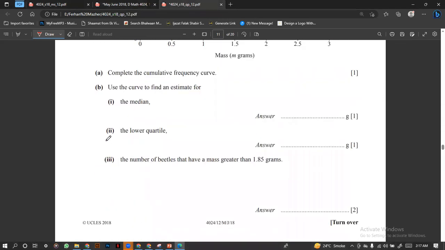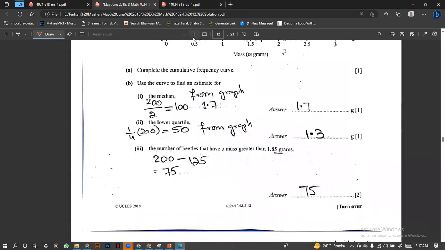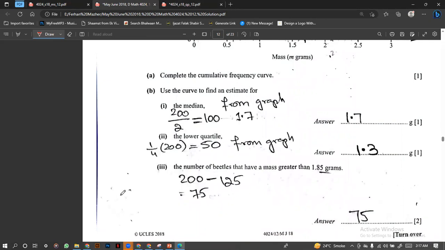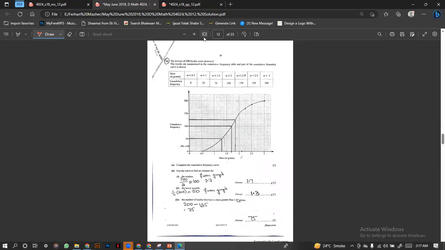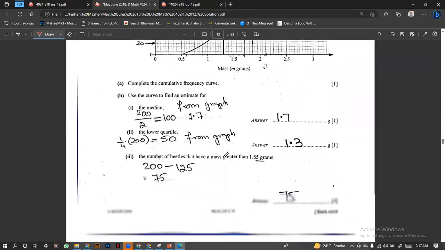Okay, then they say, we are done with that. Use the curve to find an estimate for the median. So if you want to find the median, first of all you will have to find the total cumulative, which is 200. The last number in the cumulative is 200. So half of that, that's 100.